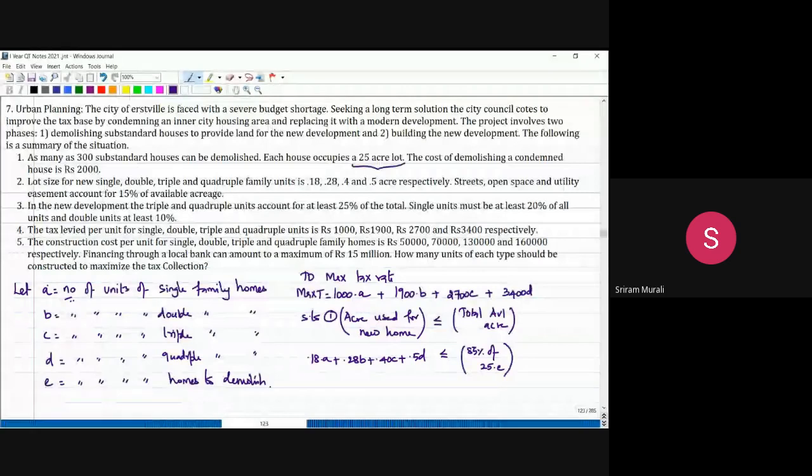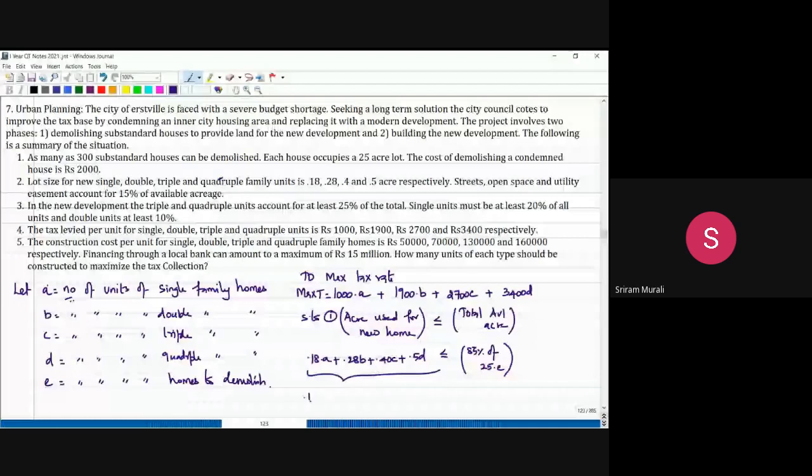In 25 acres of land, I am not going to build all your 1 story, 3 story, 4 story buildings, because 15% of 25 acres I should give to open space and streets. So in the 25 acres which I get through the demolishing of substandard houses, I can use only 85%, not 100%. In that 85% we will bring 1 story, 2 story, 3 story buildings.